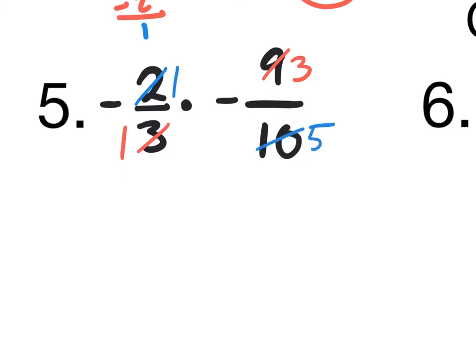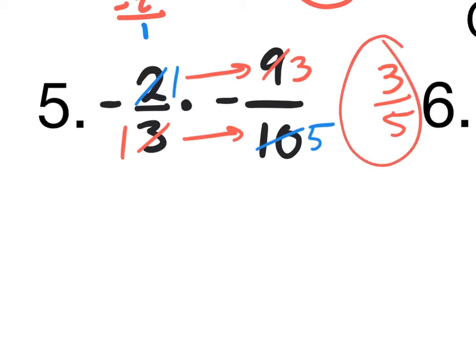So what do I have here? Multiply top with the top. 1 times 3 is 3. And then on the bottom with the bottom, 1 times 5 is 5. And let's not forget that we had a negative times a negative, which is a what? Positive. So there's our answer, 3/5.